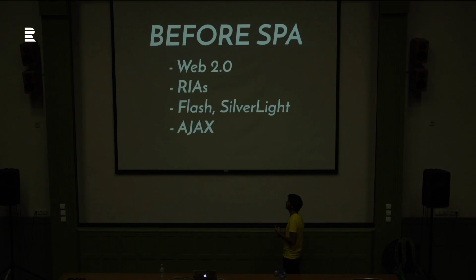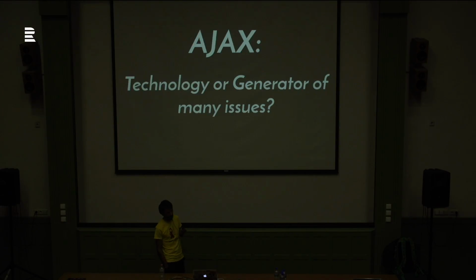Before single-page applications, we had Web 2.0, which was about 10 years ago. Before that, it was just static HTML. And people were talking about rich internet applications, Flash, Silverlight, and after that, Ajax emerged. So we're using Ajax to change certain parts of the document object model of the browser. But when Ajax occurred, is it really a technology or a generator of many issues? Over the years, I've heard many developers, mainly backend developers, say that Ajax is just a pain that they don't want to deal with. But why?